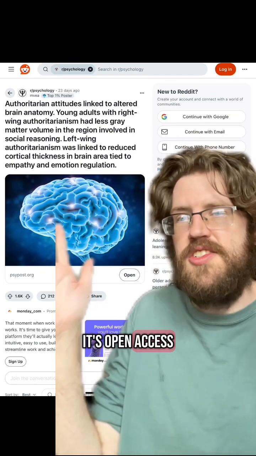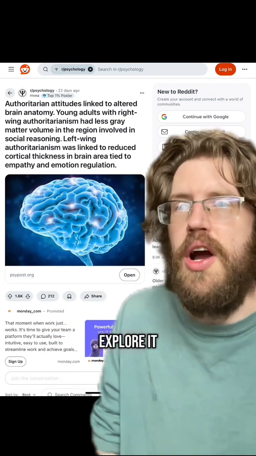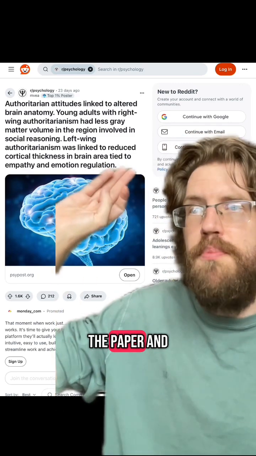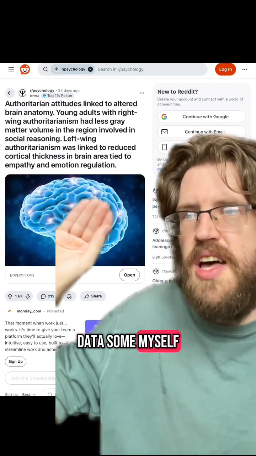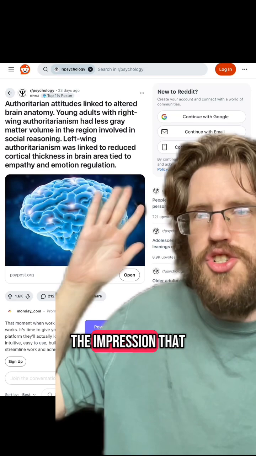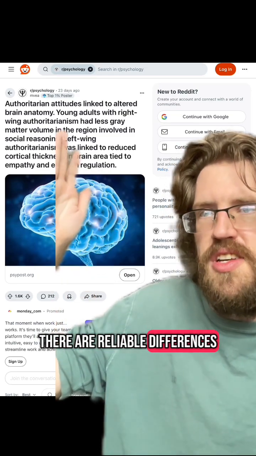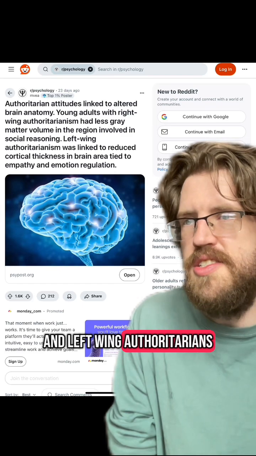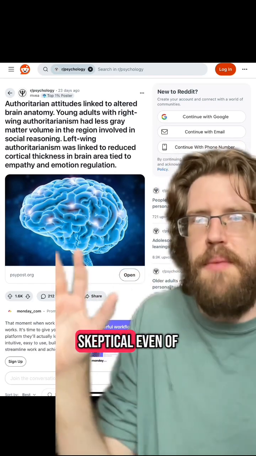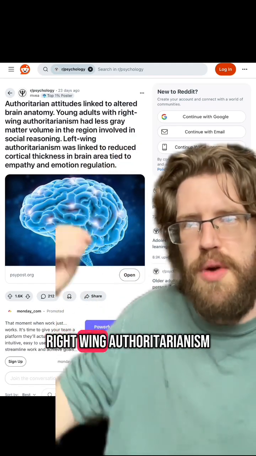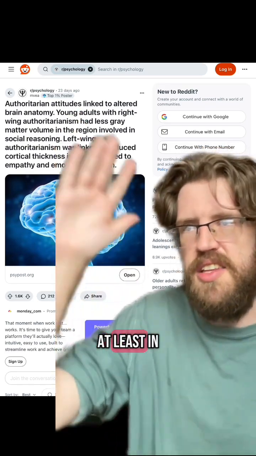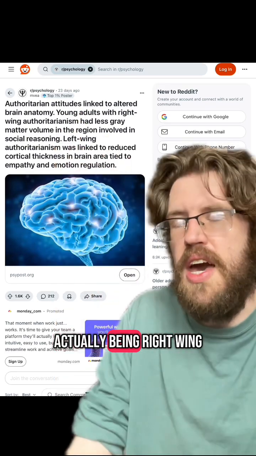It's open access, so anyone can download it and explore it, and I think that's very cool and useful. But having read the paper and explored the data some myself, I'm not at all left with the impression that there are reliable differences in brain anatomy between right-wing and left-wing authoritarians. And actually, I'm a little skeptical even of the construct of right-wing authoritarianism, given that it's not really associated, at least in this sample, with actually being right-wing.